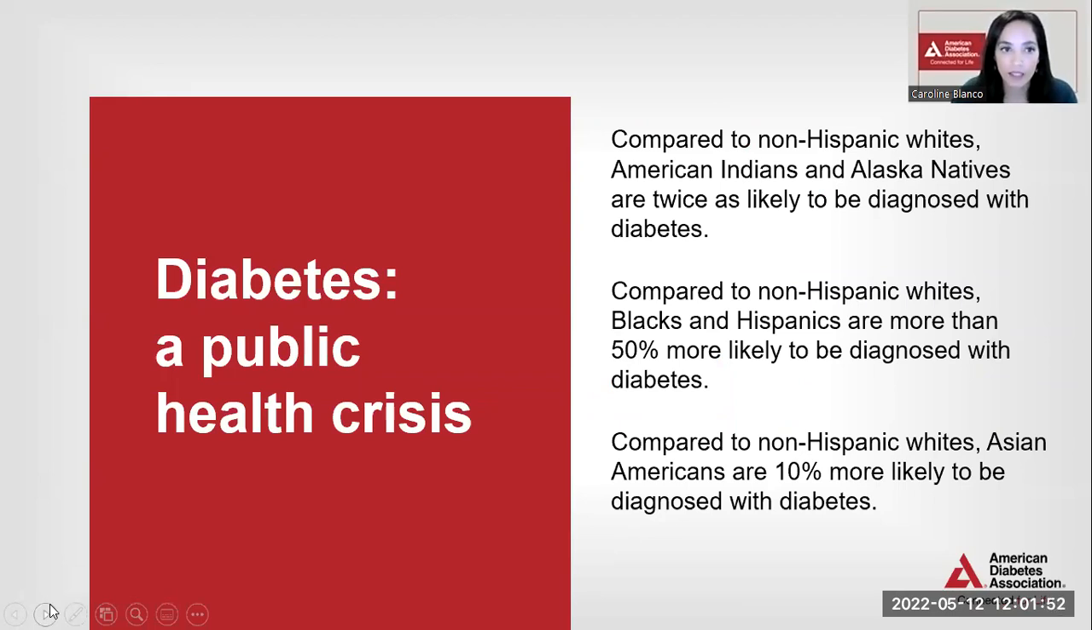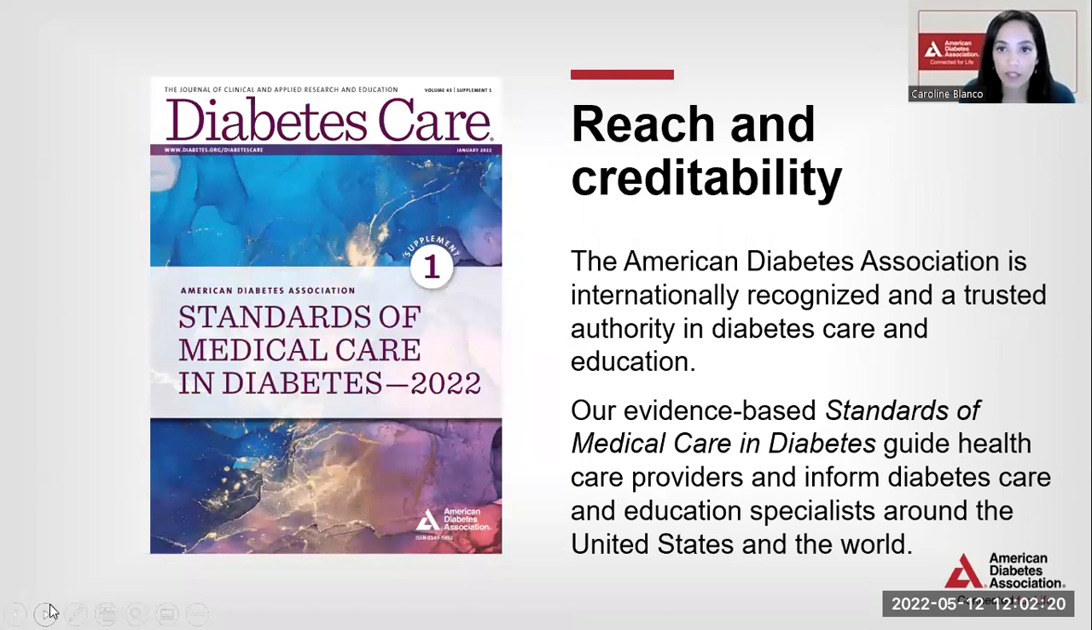Minority and ethnic communities have higher rates of diabetes compared to non-Hispanic whites. We know that 14% of American Indians, Alaskan Natives have diabetes, 12% of non-Hispanic Black, 11.8% of Hispanics, 9.5% of Asian Americans, and 7.4% of non-Hispanic whites. So the ethnic minority populations are 50% more likely to be diagnosed with diabetes.